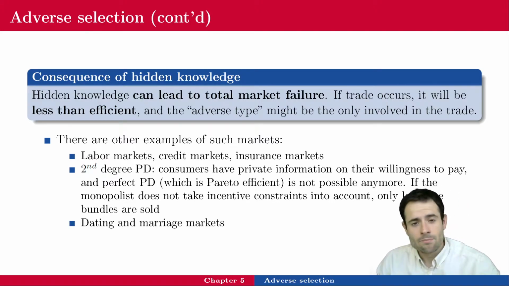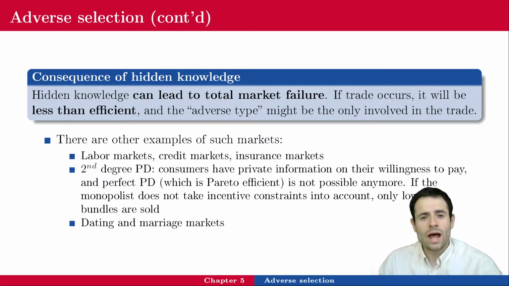Dating, marriage markets. You could have potential partners of different qualities. You don't know exactly at the beginning when you start dating them. This is something that you discover over time. But there's a similar idea behind dating and marriage markets, the idea of hidden knowledge.